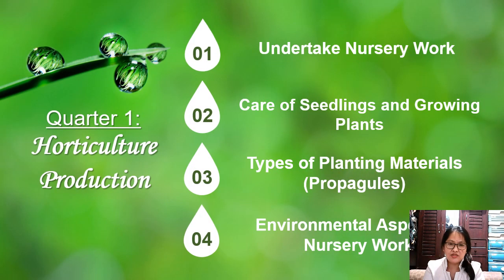Our module in TLE 10, Quarter 1, covered horticulture production. In Quarter 1, we have 4 lessons. First, undertake the nursery work. Lesson 2, care of seedlings and growing plants. Lesson 3, types of planting materials, propagule. And Lesson 4, environmental aspects of nursery work.